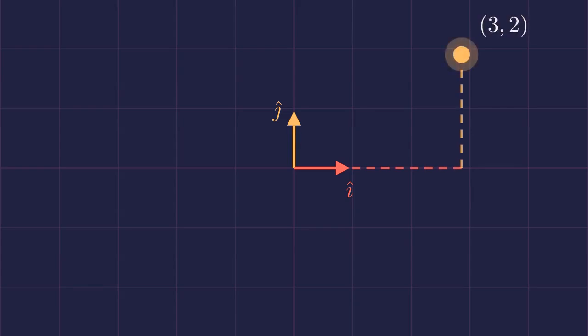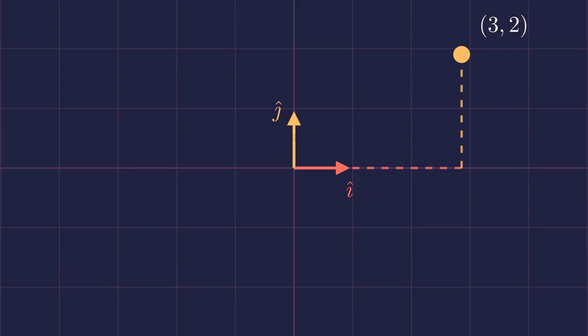To understand it, we need to stop looking at the numbers and start looking at the space they live in. Let's place two special arrows at the center of our world. We call them basis vectors. This red one pointing right, that's I hat. And the orange one pointing up, that's J hat. They define what right and up mean in this universe. Every other point in space is just a recipe using these two ingredients. 3 steps right, 2 steps up.